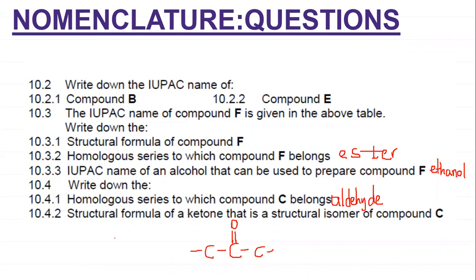There is my structural formula of a ketone, but now this ketone has four carbons, so I have to add another carbon here. Now there is my complete structure. This is the structure of a ketone, the carbonyl group between the two carbons. Very good. So this is what we want.